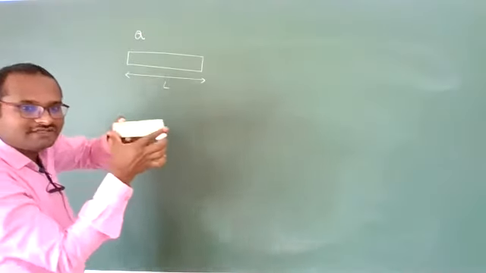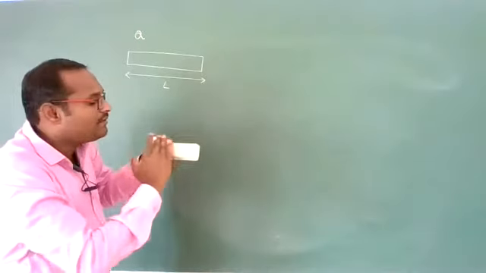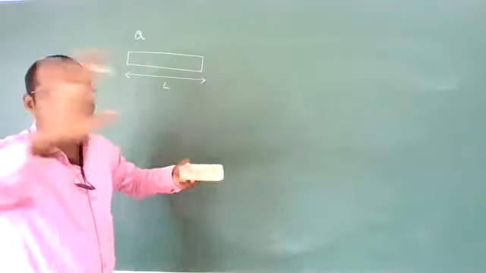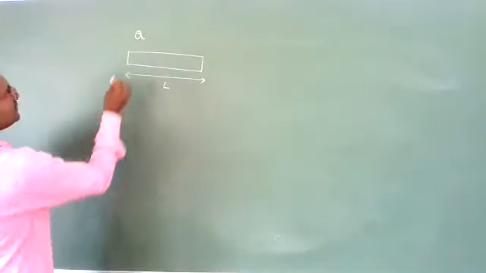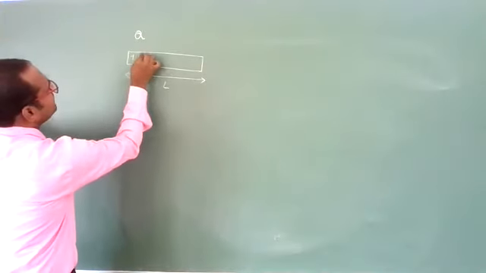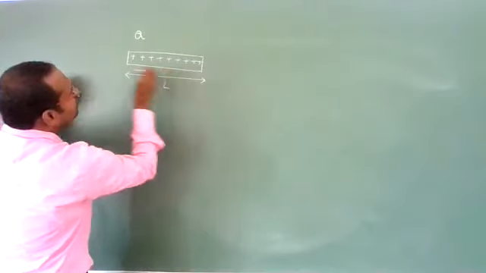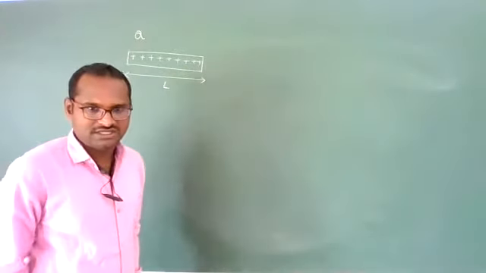Now on this rod of length L, a charge is present, and how is it present? Uniformly distributed. At each and every place, the same amount of charge is there. Total charge is Q. Okay? Charge is distributed uniformly on this surface like this. Clear, students? Yes.